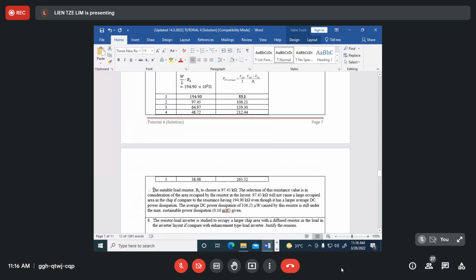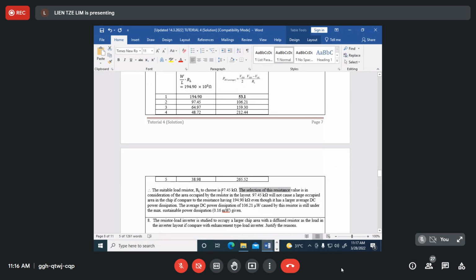This one given to you is actually similar. The reason is similar to the one that I showed you just now in the lecture notes. You can actually refer from there. The selection of this resistor value is in consideration of the area occupied by the resistor in the layout.